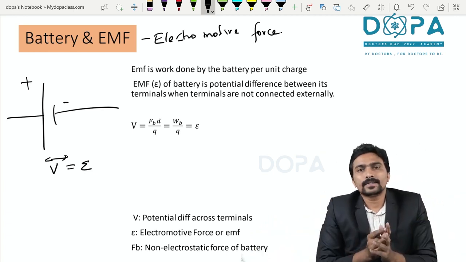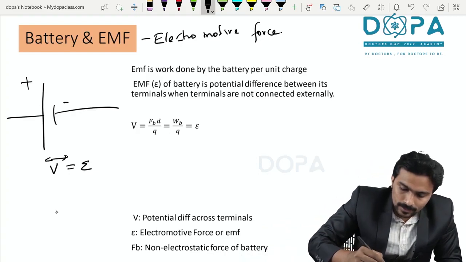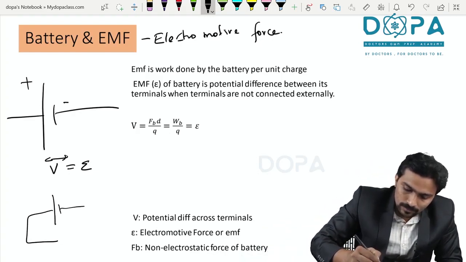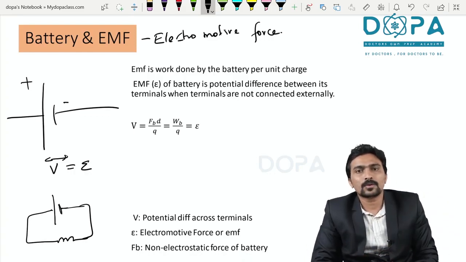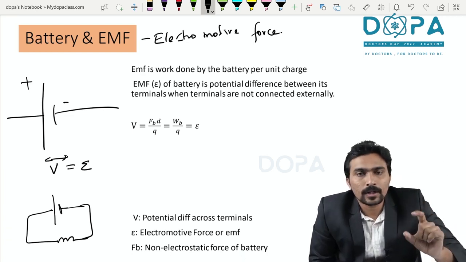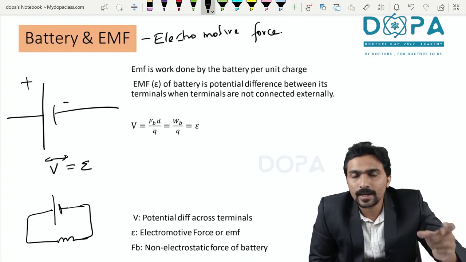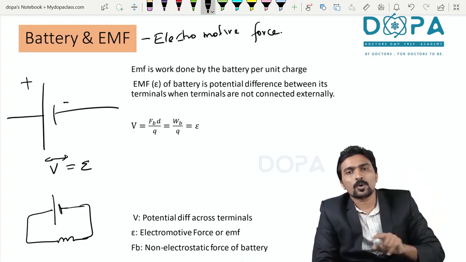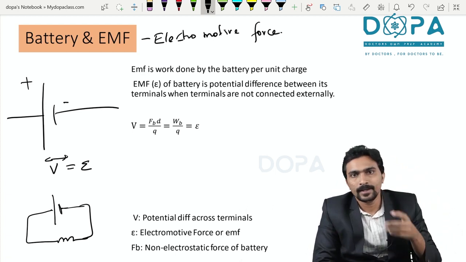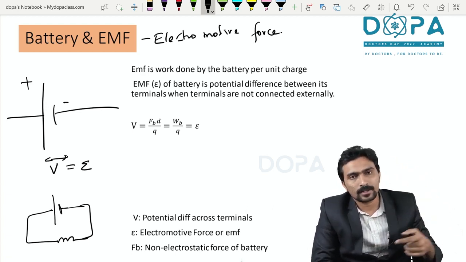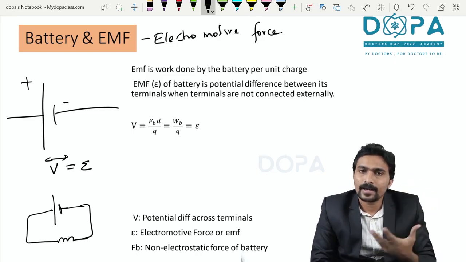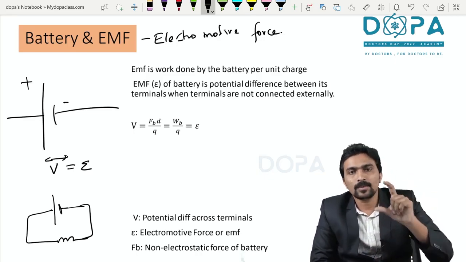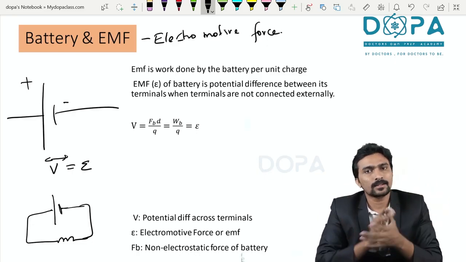So that is 1.5 volt. And what happens when you connect it in a circuit? When you connect it in a circuit, then the potential difference across the cell is not going to be equal to EMF. The reason is current will start flowing and there will be a potential drop across resistors and other components, and as a result you will not be getting the EMF across the terminals when you connect it in an external circuit.